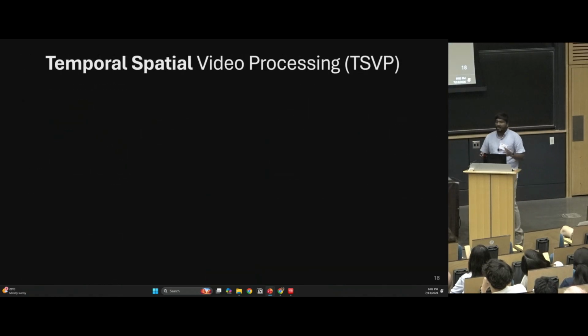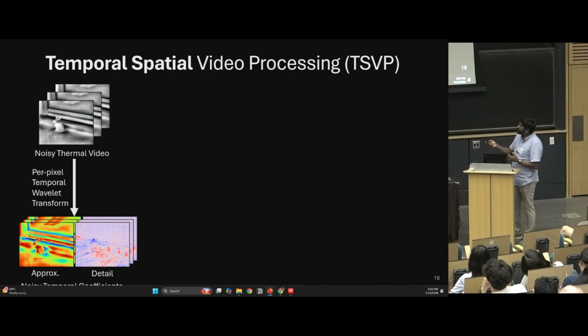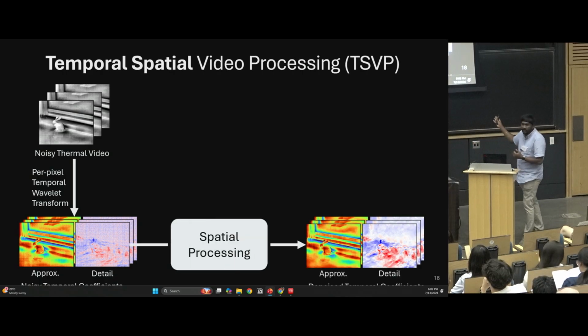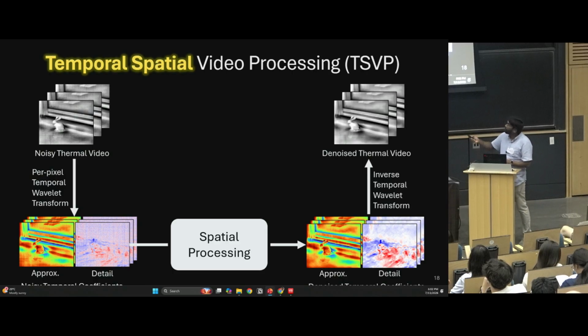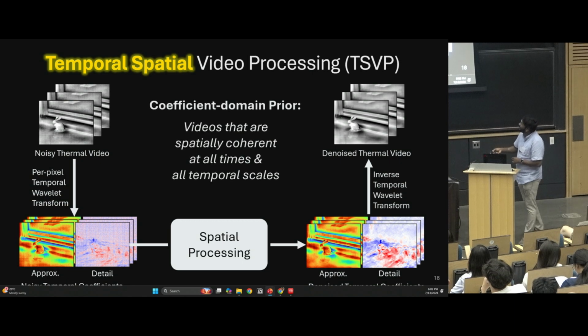Overall, we call our framework temporal spatial video processing. Given a noisy input thermal video, you apply a per-pixel temporal transform and get coefficient maps. You can spatially denoise these coefficient maps however you want, and then reconstruct the video. The focus is to do first temporal and then spatial. And the essence of this is that through this method, we can get videos that are spatially coherent at all times and all temporal scales.